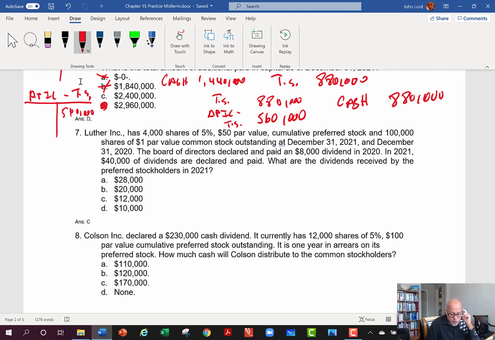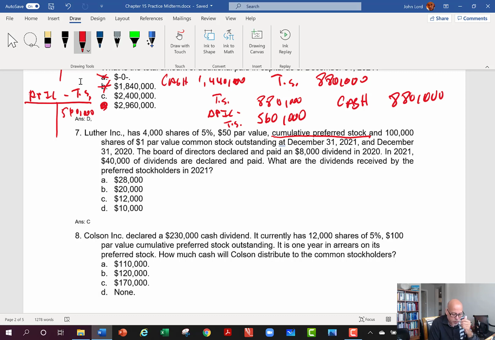And then where this question is going is when we deal with our preferred dividends. What does preferred mean? Preferred means that we're going to pay our dividends to our preferred shareholders before we pay anything to our common shareholders. And cumulative preferred means that we're going to accumulate preferred dividends if they're not paid in any one year, and then we're going to have to catch up those dividends that are in arrears before we can pay the common shareholders.